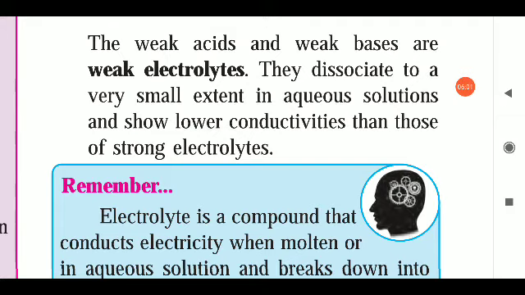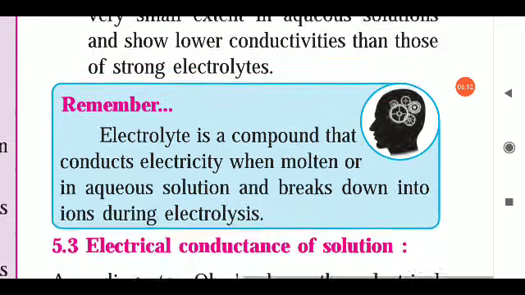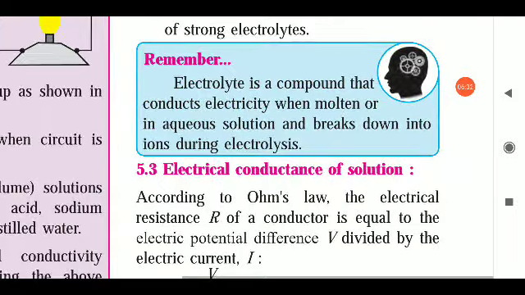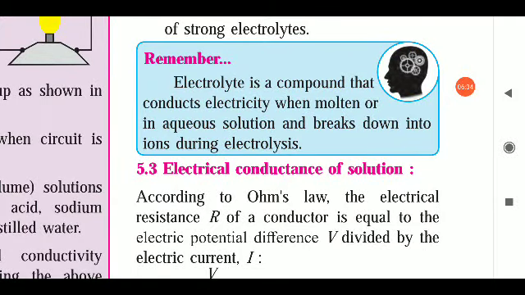The weak acids and weak bases are weak electrolytes. They dissociate to a very small extent in aqueous solutions and show lower conductivities than those of strong electrolytes. Now students, one thing you have to remember very well: an electrolyte is a compound that conducts electricity when molten or in aqueous solution and breaks down into ions during electrolysis. This is a very important point you have to keep in mind.